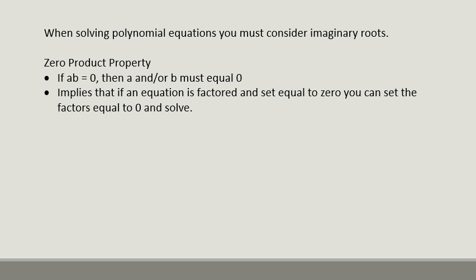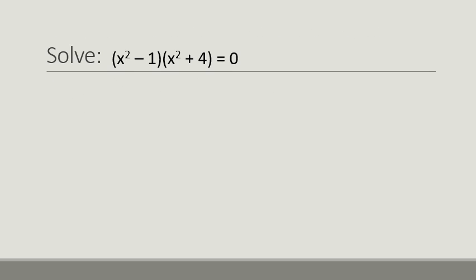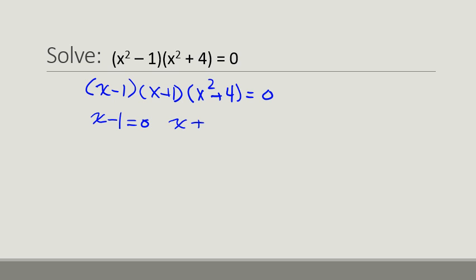And so that implies that if some equation is factored and set equal to 0, you can set the factors equal to 0 and solve. So this is already set equal to 0, so we're just going to solve. I can factor x squared minus 1. It's a difference of squares into x minus 1 and x plus 1. But x squared plus 4 I can't factor. So now I can set all three of those equal to 0, and I get x minus 1 equals 0, x plus 1 equals 0, and x squared plus 4 equals 0.